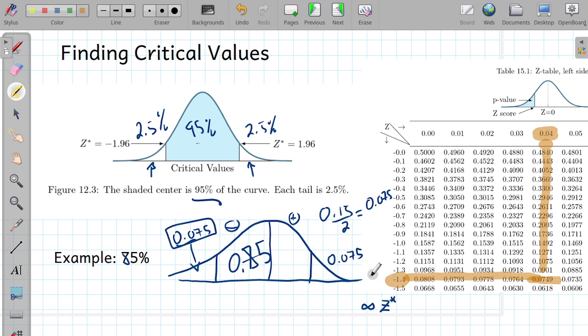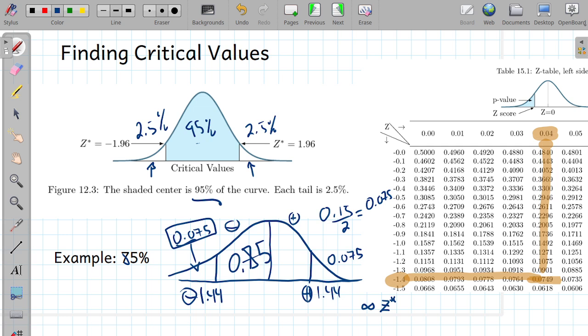So what do we end up with? We end up with a lower value of negative 1.44. Well, that means over here, this is positive 1.44. These are our z values, and if you're wondering why in the confidence interval we have a plus minus, the margin of error, well, here's where your plus minus is coming from. Now, that's for 85%.